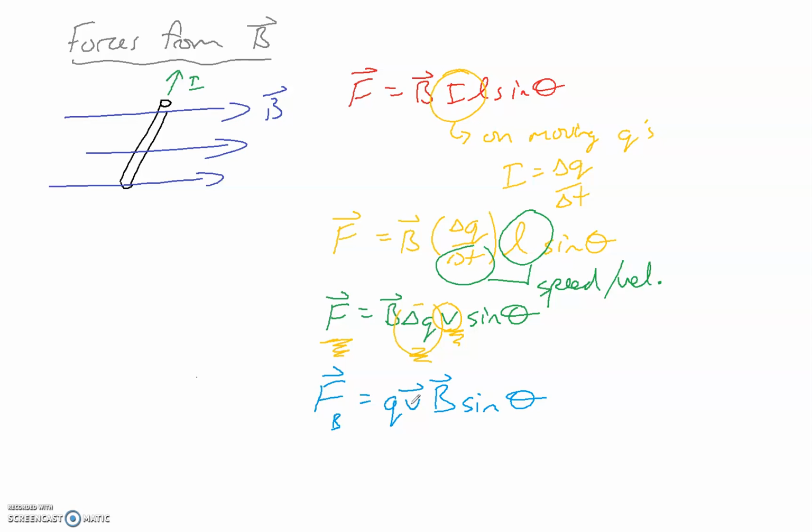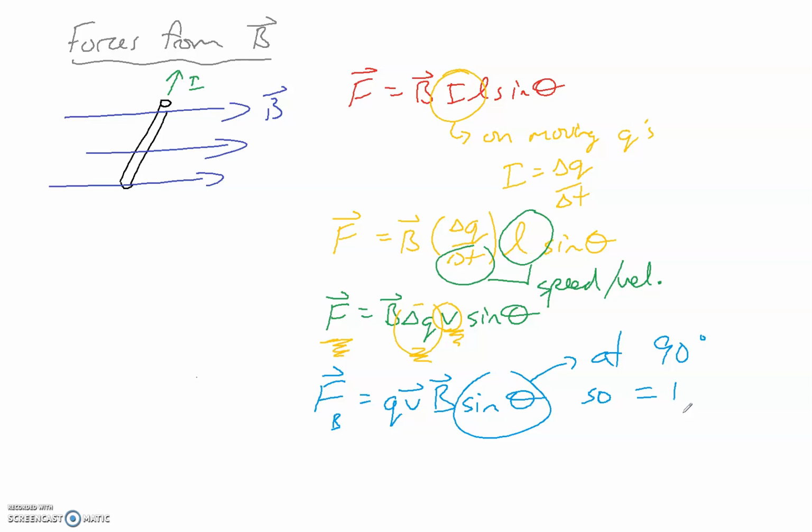For most of what you guys will do, typically this is at 90 degrees, so sine theta is going to be equal to 1, just to make things a lot easier. Otherwise you get into other types of motion we're not going to get into. So typically, to find the force on a charge in a magnetic field, forget the wire, you just do Q times V times B and you calculate how much force is on it.